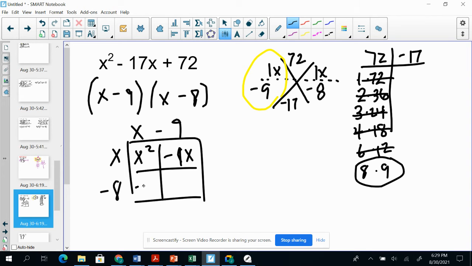And then I have a negative 8x. And then our negative 8 times negative 9 gives us that positive 72. So x squared minus 17x plus 72, and that is what we started with. So then these are indeed our factors.